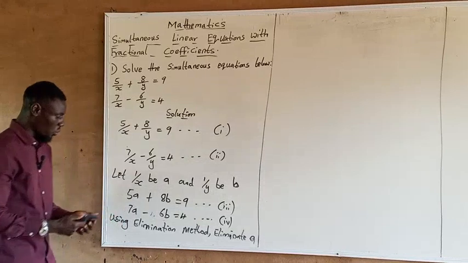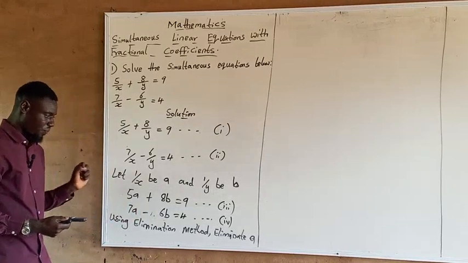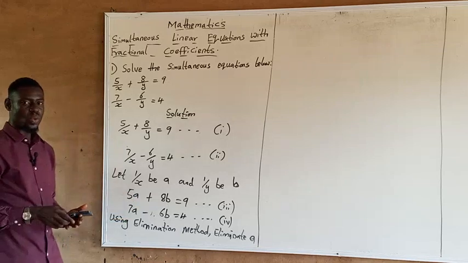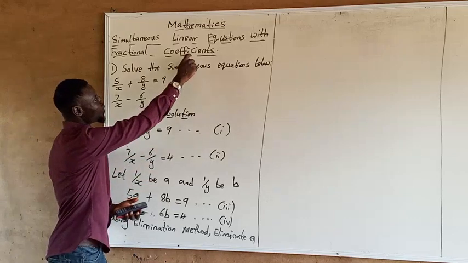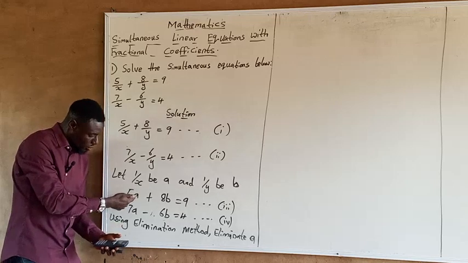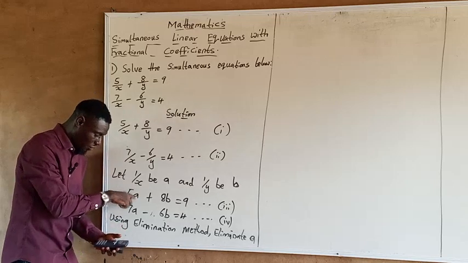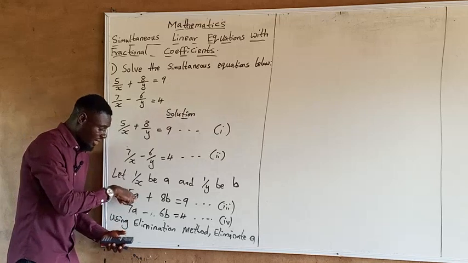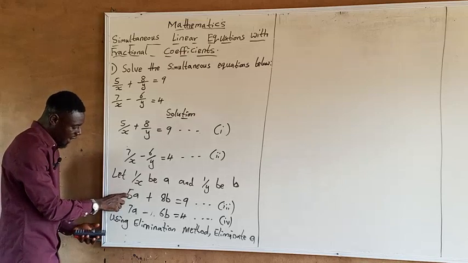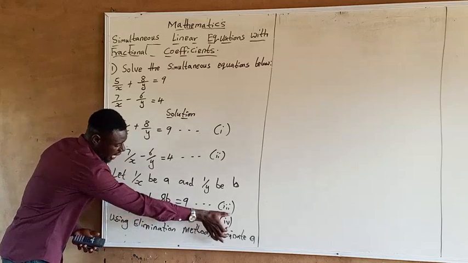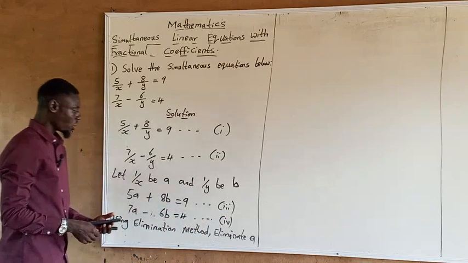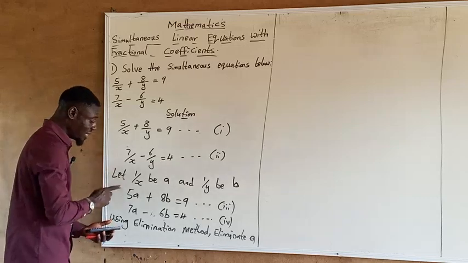Whenever you want to use the elimination method and you have identified the variable to be eliminated, you use the coefficient. What is a coefficient? This topic is talking about coefficients also. A coefficient is the number that is attached to the variable. 5 is in front of a; the 5 is called the coefficient, while the a is called the variable. Therefore, we are going to use the coefficient 5 to multiply everything in equation 4, and use 7 to multiply everything in equation 3. Our aim is to eliminate a.